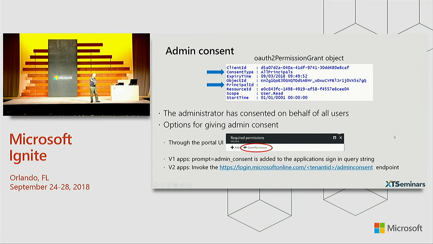If you're using V2, and actually now this works in V1 as well, you can go to a different endpoint, and the endpoint ends in admin consent. All right? So we go up to authenticate, or it's the authorize endpoint, but it actually has admin consent on the end of it.